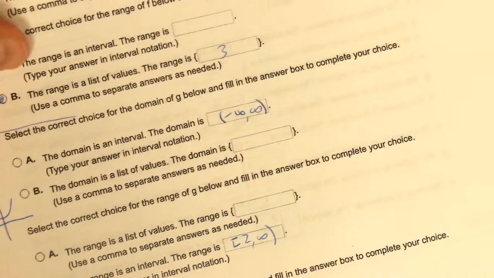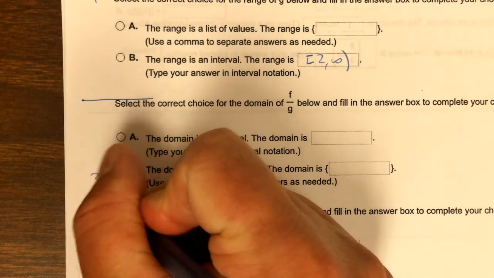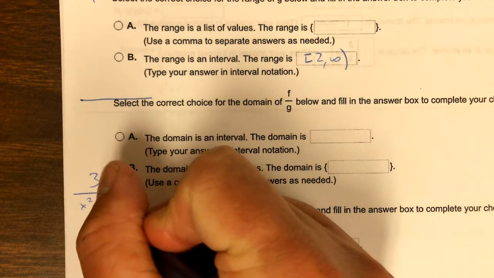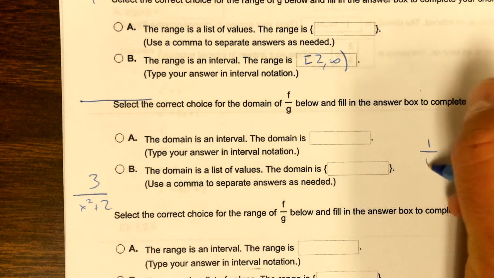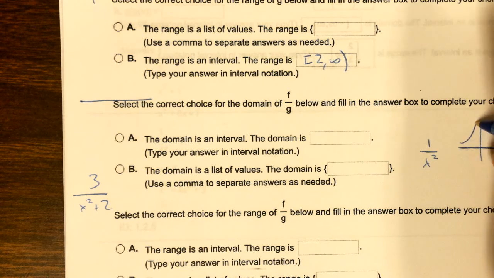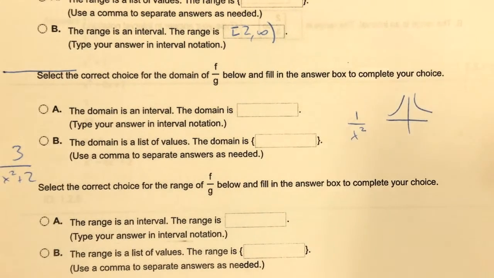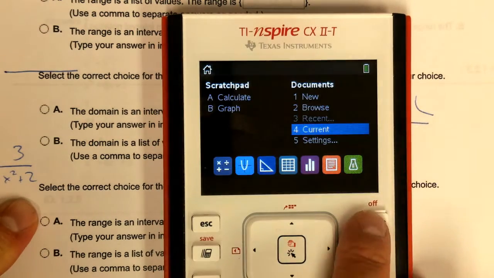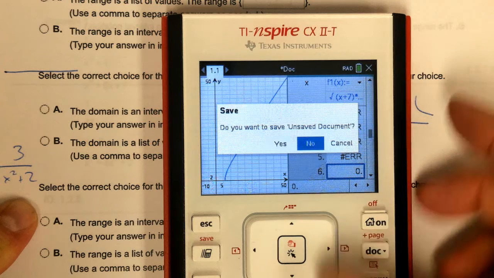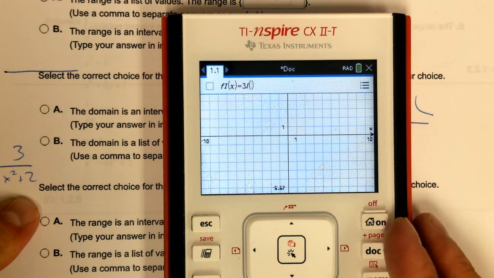Okay, next. Now we have f over g. So this is where you go 3 on top and x squared plus 2 on bottom. Now, what we know about when it's like 1 over x squared, it would be like that when both things are up, instead of 1 up and 1 down. Okay, so let's see how that affects that. Okay, so we're going to go to a document, and we're going to go to 3 divide by parentheses x squared plus 2.